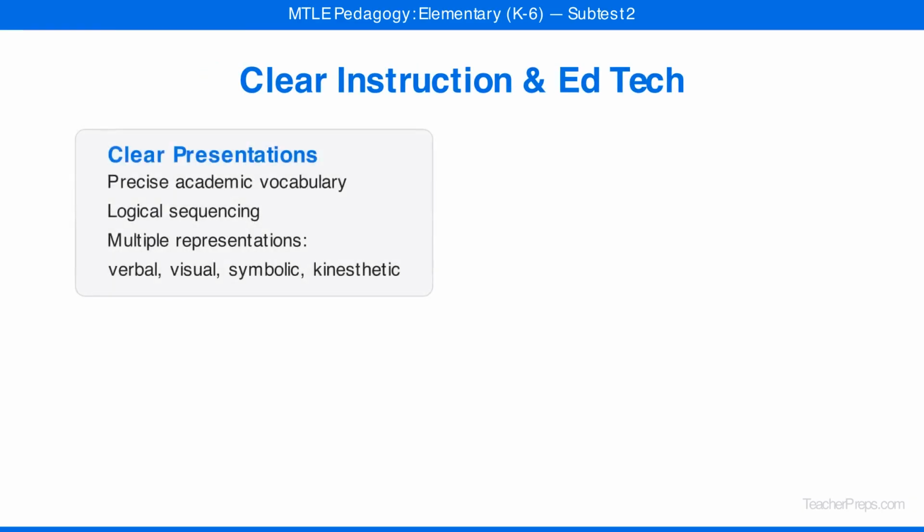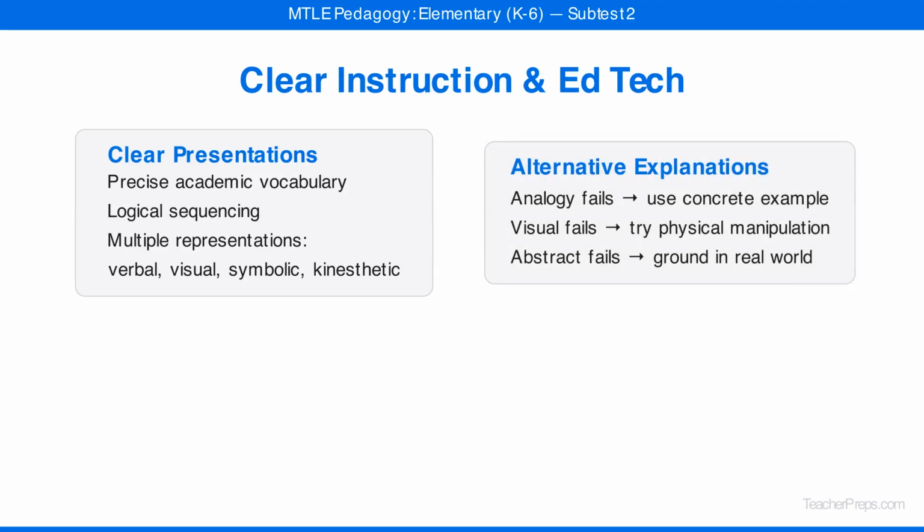Clear instruction requires precise academic vocabulary, logical sequencing, and multiple representations: verbal, visual, symbolic, and kinesthetic. Check for understanding after each new piece of information, not just at the end of the lesson. When a student doesn't understand one explanation, try another. If an analogy doesn't work, use a concrete example. If a visual model doesn't click, try a physical manipulation. If an abstract explanation fails, ground it in a real-world scenario.